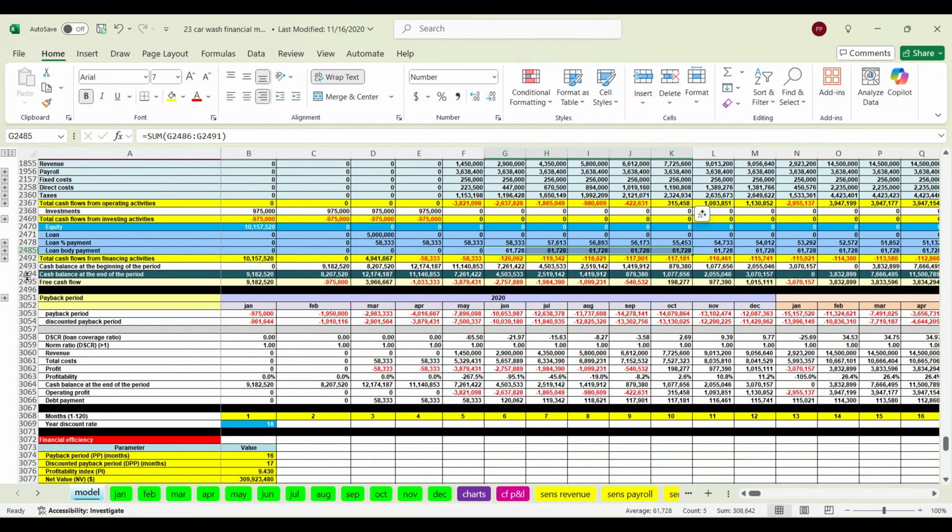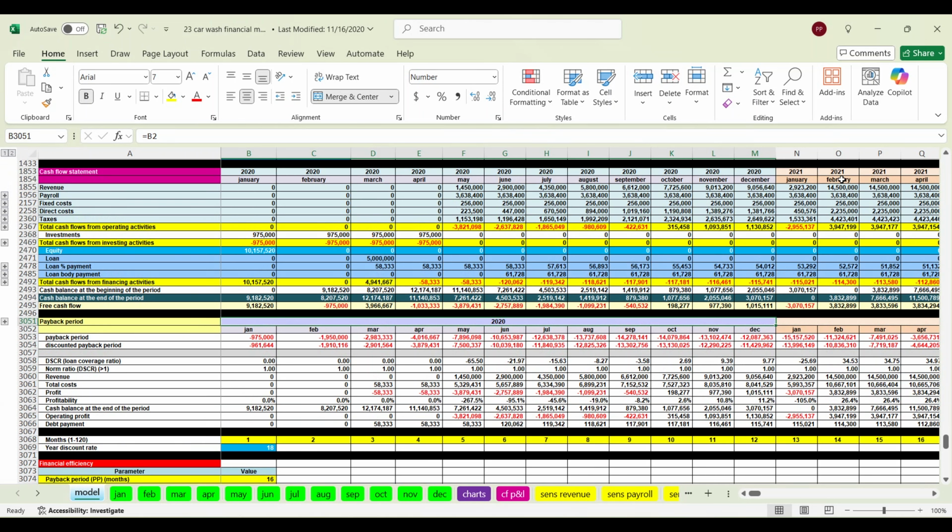And here in the last line of the cash flow statement, the cash balance at the end of the period, you will be able to see when the project eats the equity and loan. So here it eats the loan and cash and equity. This is mathematical zero. It's starting from February 2021, for example, that the project starts generating its own cash. So this is the moment when the project starts generating its own cash flow.